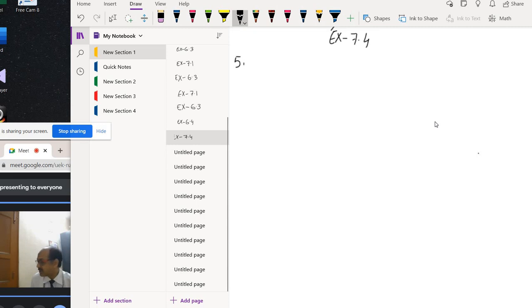The question is, find the number of ways of selecting 9 balls from 6 red balls, 5 white balls and 5 blue balls, if each selection consists of 3 balls of each color. Okay? So, find the number of ways.